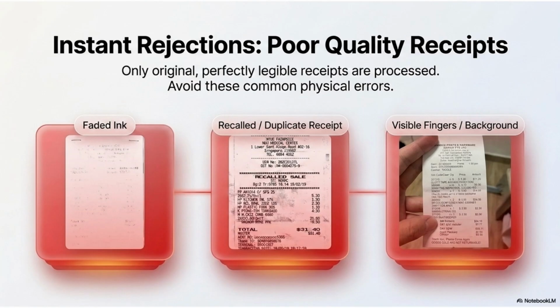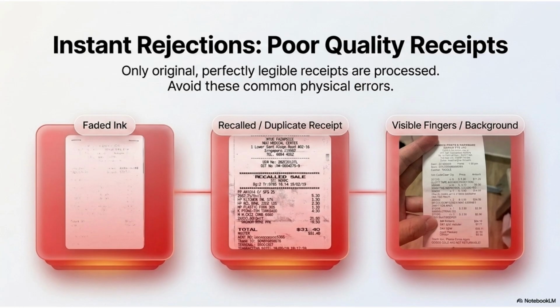Actually, speaking of receipts, let's look at the actual physical errors that can cause an instant rejection. Only original, perfectly legible receipts are processed. If you submit a receipt where the ink is heavily faded and unreadable, rejected. If you submit a duplicate or a recalled receipt instead of the final merchant copy, rejected. And here's a surprisingly common one. If you take a photo of a receipt and your fingers are visibly covering the text or important numbers, it will be immediately rejected.